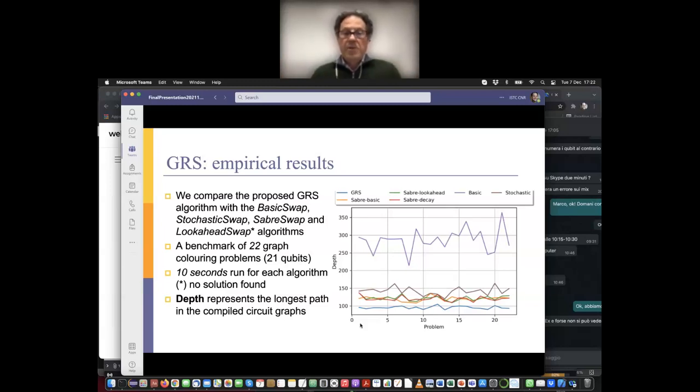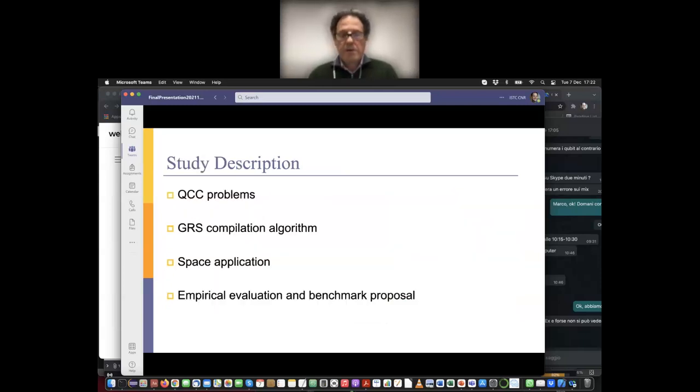And as you can see, our algorithm, called GRS, on this subset, on our benchmark, the performance is quite good or comparable with the other ones proposed in Qiskit. But we will see the details of these results in the second part of the presentation. Now, this is it, I finished the executive summary. Thanks a lot.